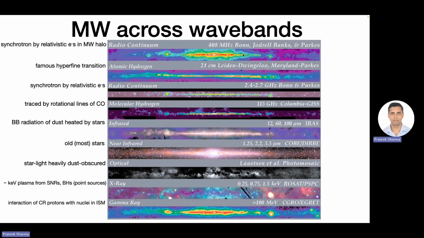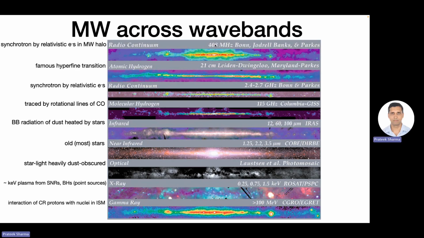Yes. Both. You have the disk and the halo. And this is lower frequency. These electrons are produced in the disk, but they also get transported into the halo. That's correct. So when I say halo, I mean near the disk. Yes. You're right.